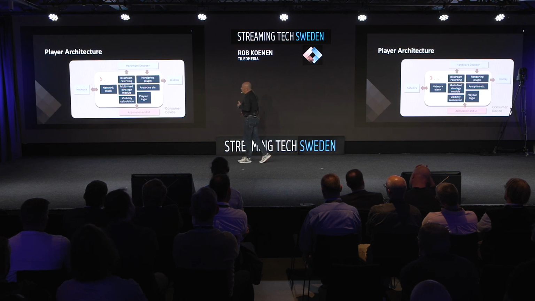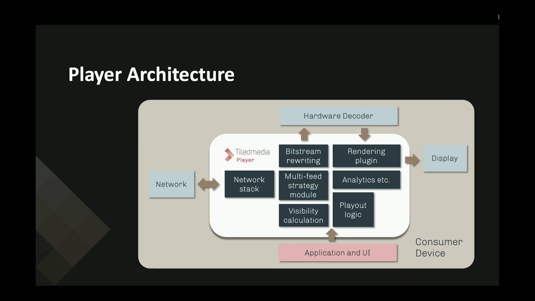So this is a high-level overview of the player. Like I said, there's a single network stack that manages these ABR levels and the buffers. There's a strategy model that feeds the network stack, tells it what to do. Then there's the bitstream rewriting. One bitstream goes to the hardware decoder, comes back, does the rendering. There's analytics, there's playout logic, there's a little bit of visibility calculation.